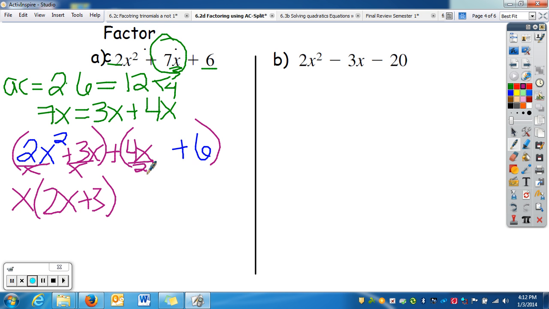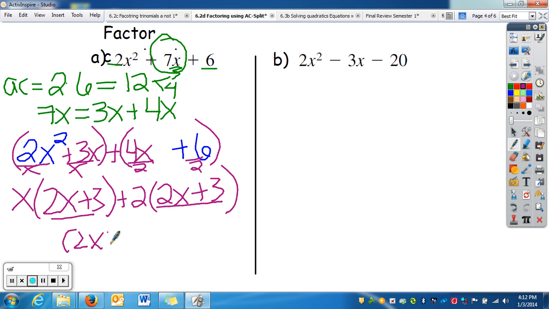These are both divisible by 2. So I take out a 2, and get 2x plus 3. Notice they have the same factor, which is how I know I did it right. So I get 2x plus 3, x plus 2.